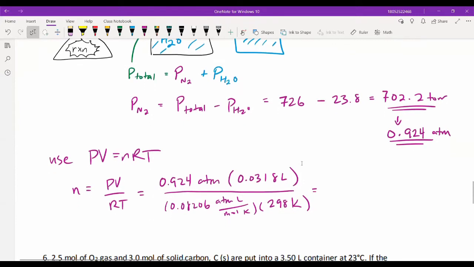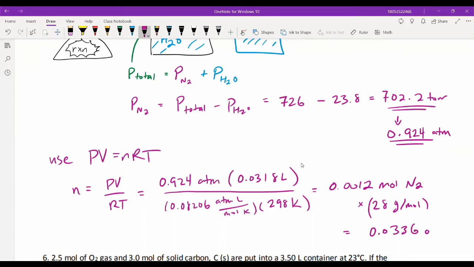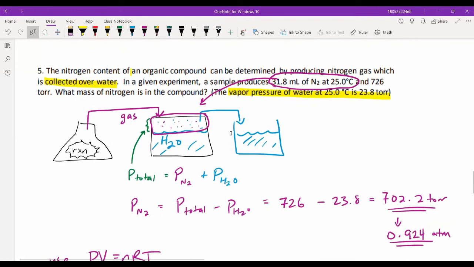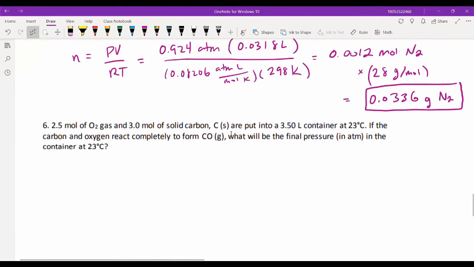And that's equal to 0.0012 moles of nitrogen gas, N2. Then we can use the molar mass, 28 grams per mole. That's 0.0336 grams of this nitrogen gas that was collected. Okay, so pretty straightforward. Just remember the collected over water part. You need to subtract the water vapor, and that's pretty much it.